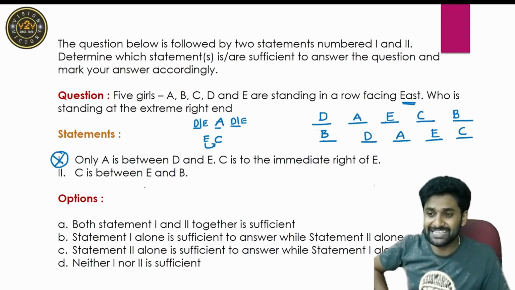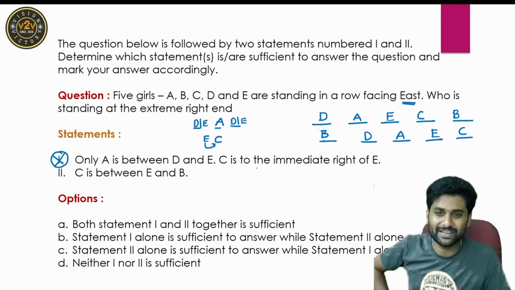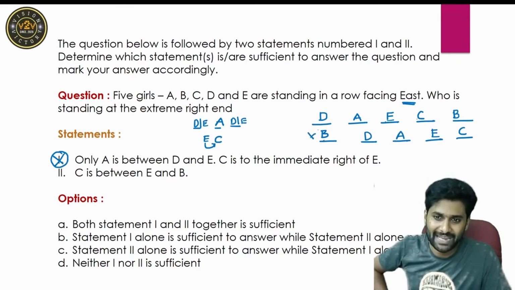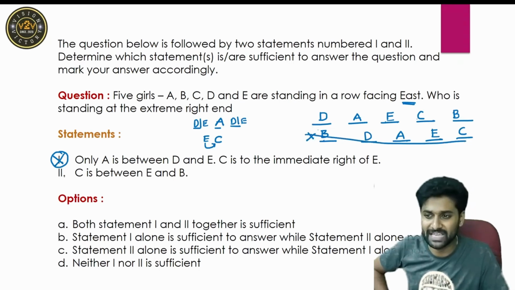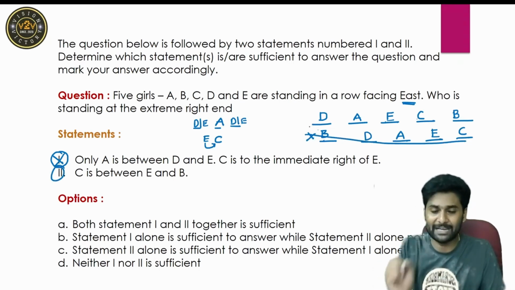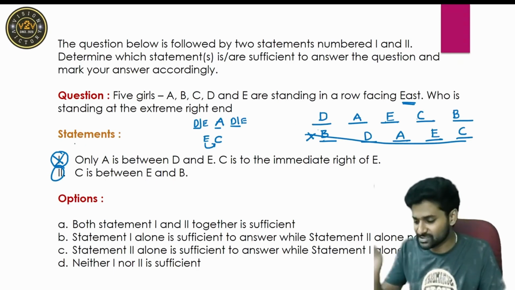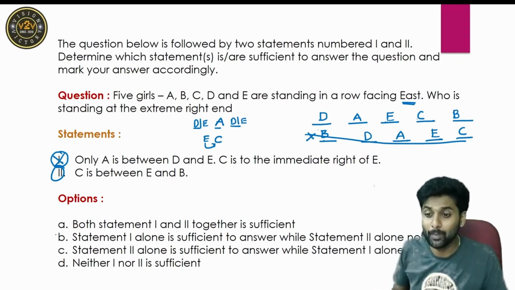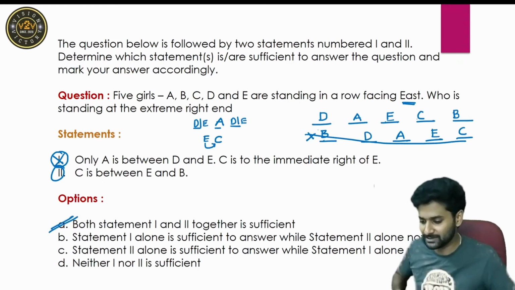Now move on to the next one. C is between E and B. So guys, you can eliminate the second possibility with this information too. If you want to identify the extreme right end person, remember that it needs both the statements. That's my answer: both the statements are sufficient to get the information. Hope it's clear.